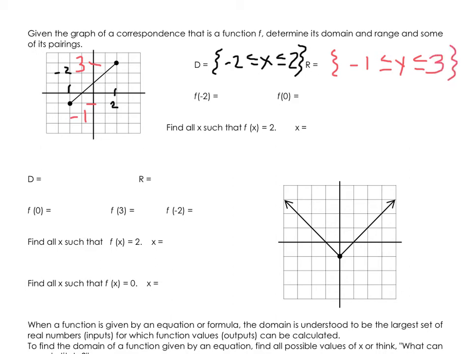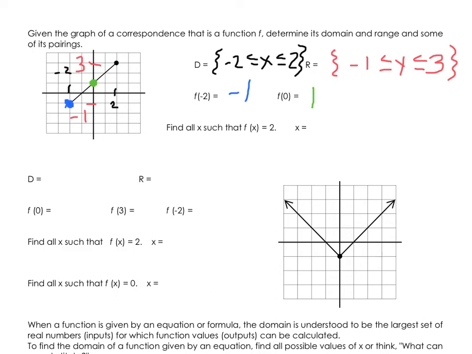f of -2, what is the function evaluated at -2? X is -2. That happens right here at the point (-2, -1). So f of -2 is -1. What is y when x is -2? That's another way of stating that. f of 0, another way of saying that is what is y when x is 0? X is 0 right here. What is y? Y is +1.